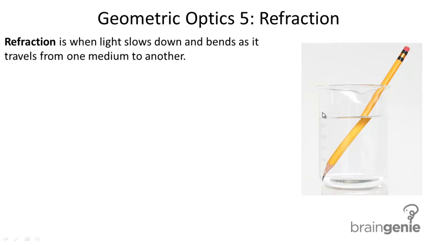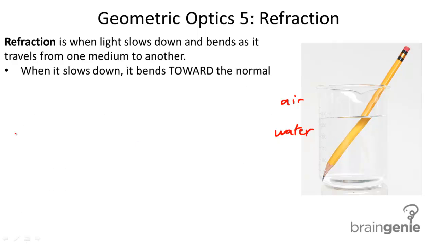So it goes from air to water. So it's changing medium. And as you can see, the image actually bends. So it appears as if there's two pencils or two different images.